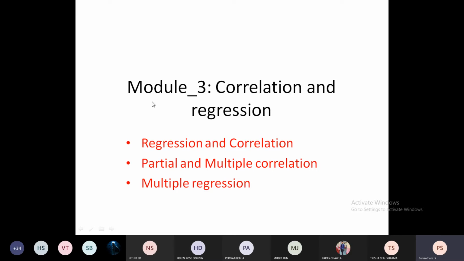Correlation and regression, module 3. In this module, at the end of going through it, you are expected to fit a simple linear regression and a multiple linear regression for a given tabulated data. You are also supposed to discriminate what is partial and multiple correlation, and you will come to know the importance of partial and multiple correlations, right?